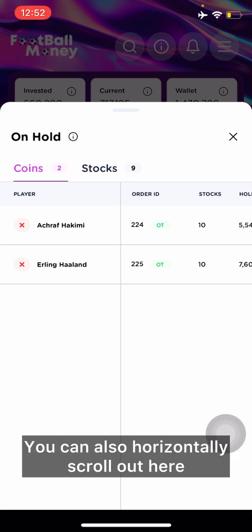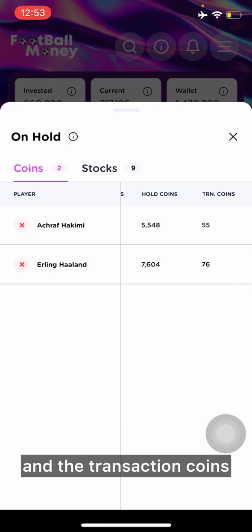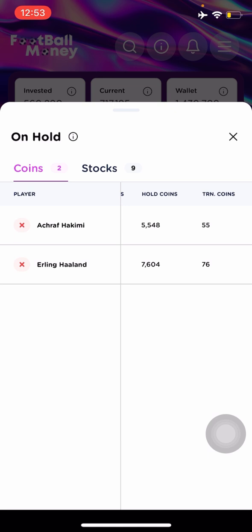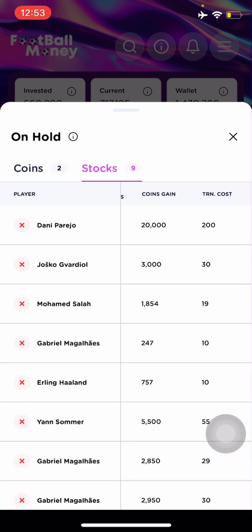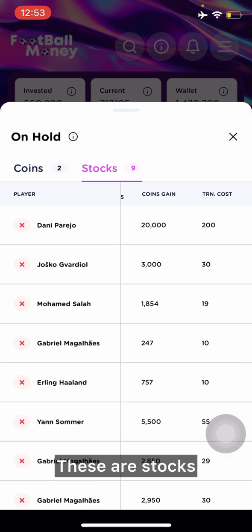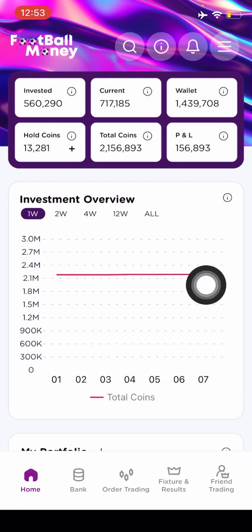You can also horizontally scroll out here and see the number of stocks, the hold coins, and the transaction coins that are there. If you were to place an ask order, which we will get into shortly, they would show up out here. These are stocks that you own that you have requested a certain amount for.